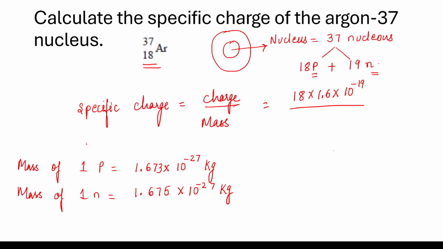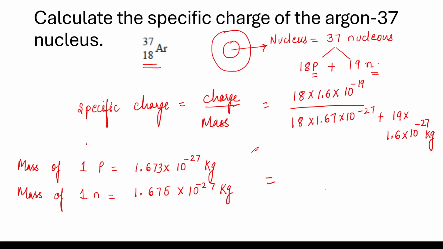So let's just do this. Now what I need is a calculator, so 18 times 1.6. If I'm taking only up to 2 decimal places, I can just write this, plus 19 times 1.6 times 10 to the power minus 27 kg.